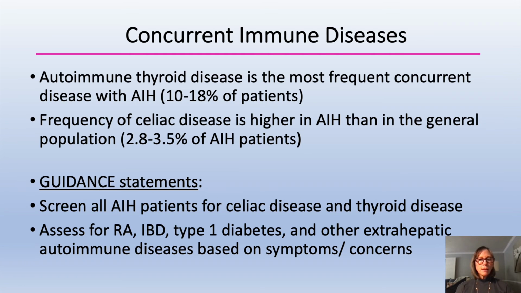So based on these findings, a guidance statement from our group was that all newly diagnosed patients with autoimmune hepatitis should be screened for celiac disease and thyroid disease because those are the two most common concurrent autoimmune diseases. In addition, at any time in that patient's care, if there is suspicion based on symptoms or other concerns for other autoimmune diseases such as rheumatoid arthritis, inflammatory bowel disease, or diabetes, you should screen for those diseases at that time.